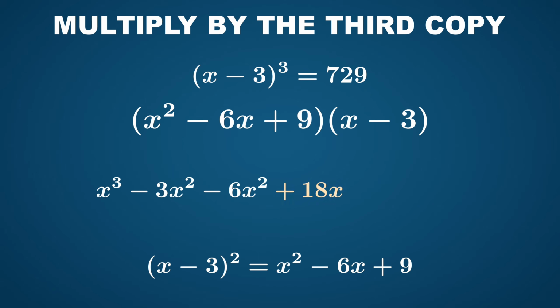Negative 6x times negative 3 turns into a positive 18x. After that, 9 times x contributes a positive 9x to the pile. Lastly, 9 times negative 3 gives us a constant of negative 27.